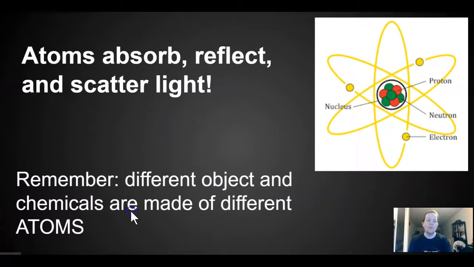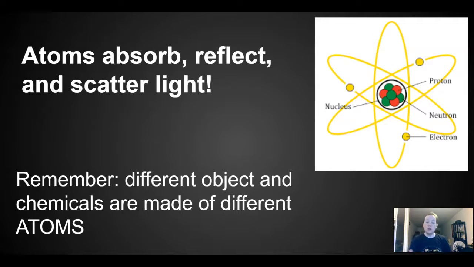Also, maybe you remember that in atoms, there are protons, neutrons, and electrons. There were 3 pieces. Okay, so atoms are very small particles. They make up everything. Here is some new information for today. Atoms absorb, reflect, and scatter light.